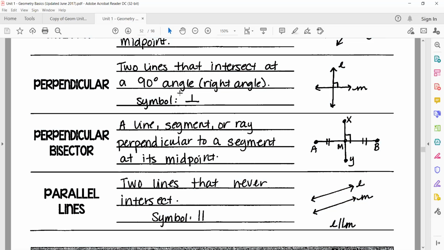Now, if we don't have a drawing and it's written out in words, this upside down capital T is the symbol for perpendicular. So if I wrote it out, it would say line L is perpendicular to line M, and I would use this symbol in the middle of that.